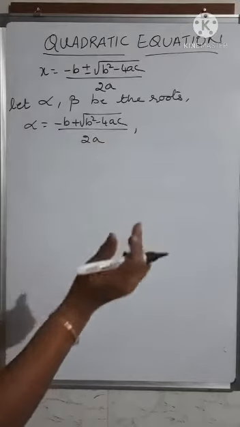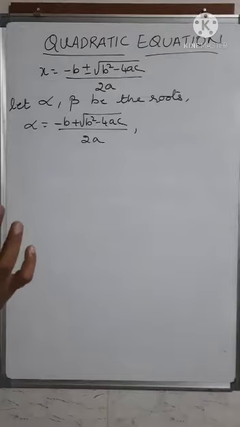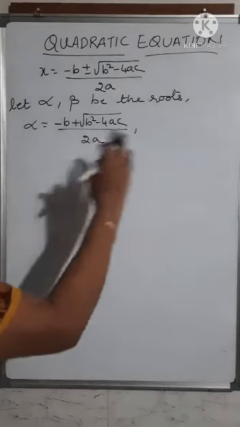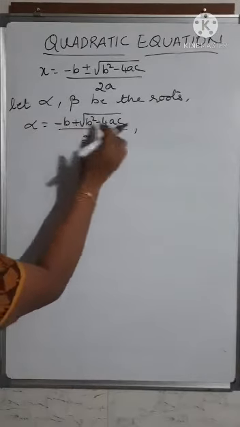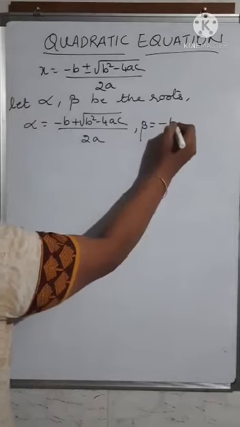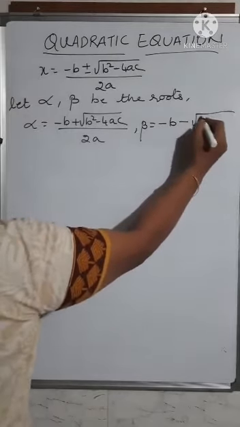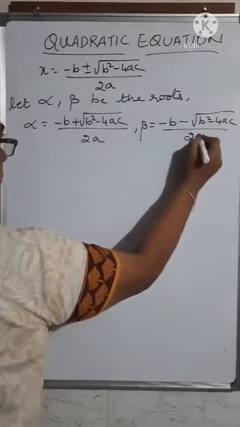The second, if you remember in the problems based on the formula method, you used to split and write the two roots. So here also I am taking the same thing. I am considering one root with positive sign and the second root with a negative sign: minus b minus root b square minus 4ac upon 2a.